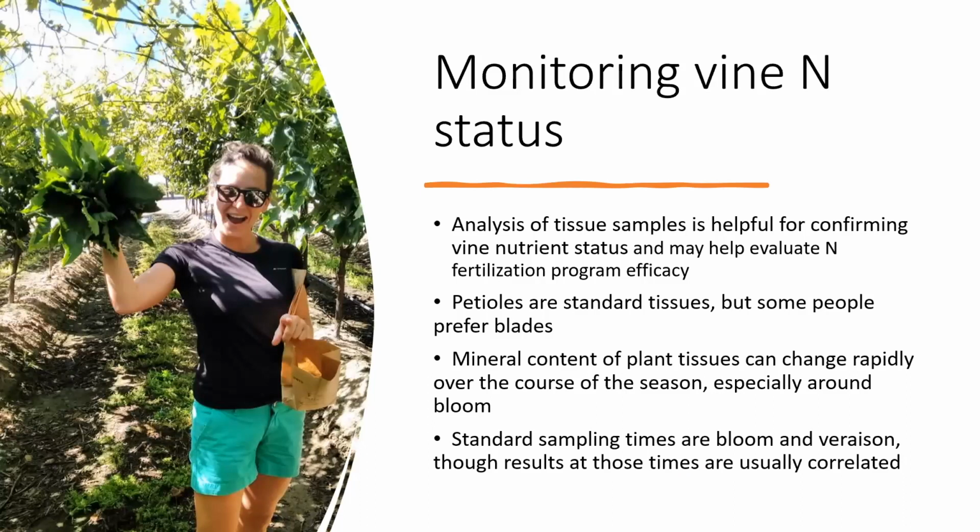So it's important to monitor your vine N status because you really don't need to fertilize some vines and other vines you do. So right now, the standard method is analysis of tissue samples. Petioles are a standard tissue in California, but some people do prefer blades.